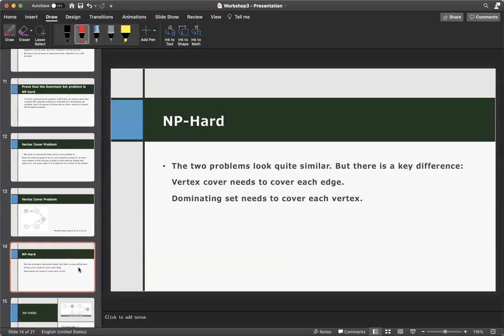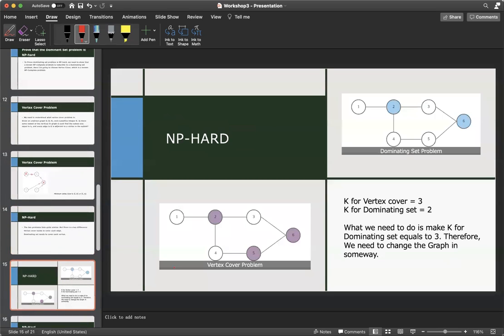All right, so after we have a basic understanding of vertex cover and the dominating set problem, you can see that the two problems look quite similar, but there is actually a key difference. The vertex cover needs to cover each edge. Dominating set needs to cover each vertex. So it is different.